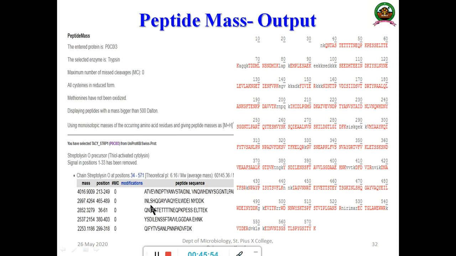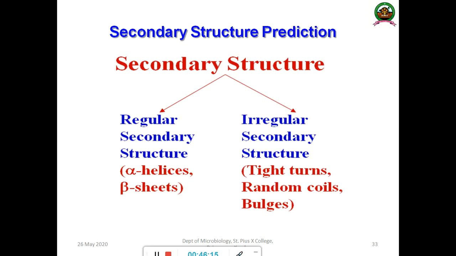It will come first, then comes the next one, then comes the next one. Here they will also tell from which region to which region these peptides are present, what their size is, and all those things, the preliminary information. So this is about peptide mass. This is the way you can use the primary structural analysis tools; a lot of them are present.